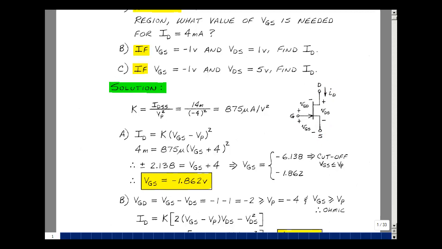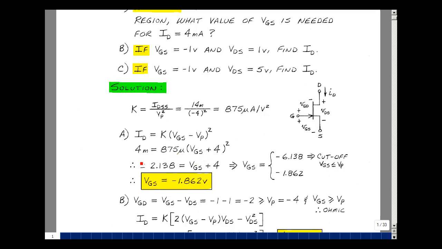If we're in the saturation region, or sometimes called current saturation region, we had a formula back in the class notes in chapter 4, and that's that the drain current was K times the quantity gate source minus pinch-off squared. Now we're trying to determine the gate source voltage that would give us a drain current of 4 milliamps, so we know that. The value of K we just calculated is 875 microamps per volt squared. The pinch-off is minus 4. We have everything but the gate source voltage.